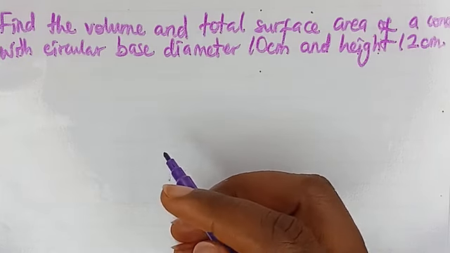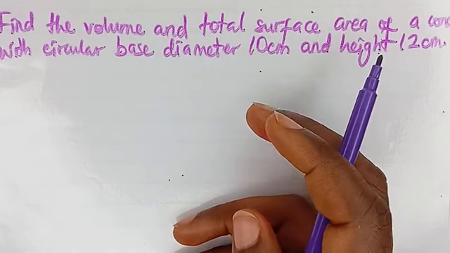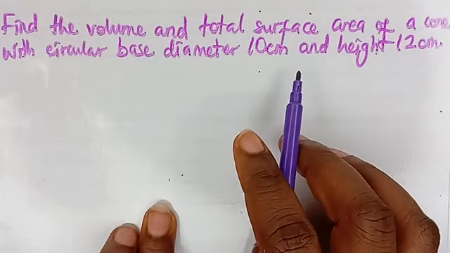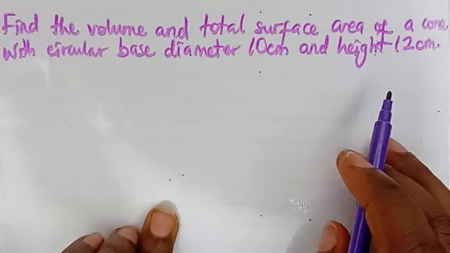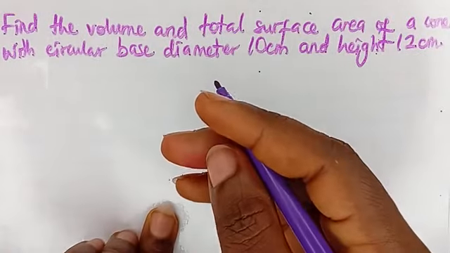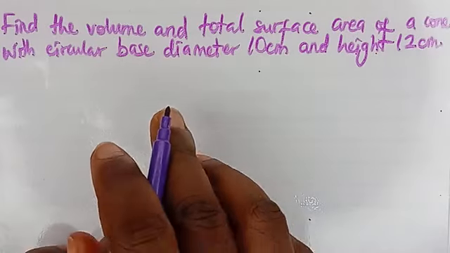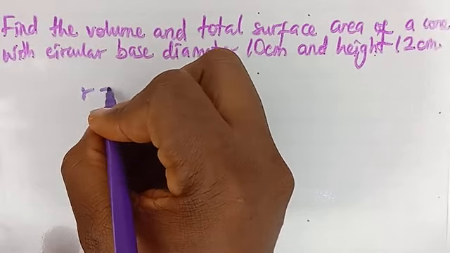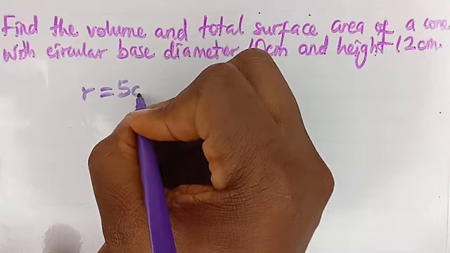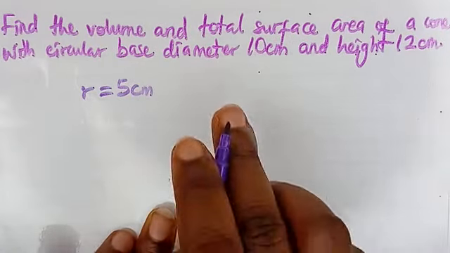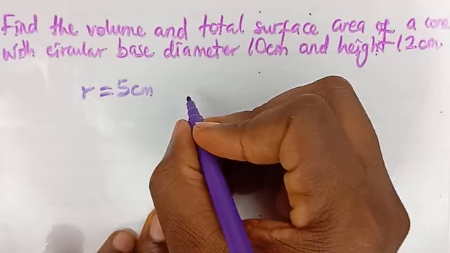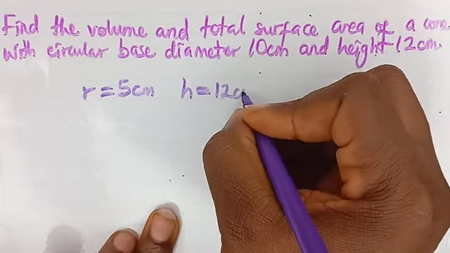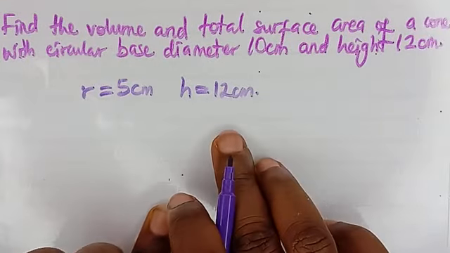Here we are asked to find the volume and total surface area of a cone with circular base diameter 10 cm and height 12 cm. Now we are going to write out the parameters that we need. The base diameter is 10 cm, and you know we use radius, so the radius is half of the diameter, so radius is 5 cm. And height: slant height isn't mentioned, so this height is just the vertical height h, which is 12 cm. So these are the parameters.